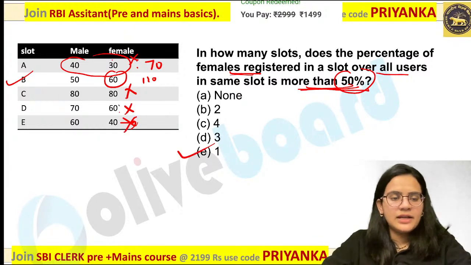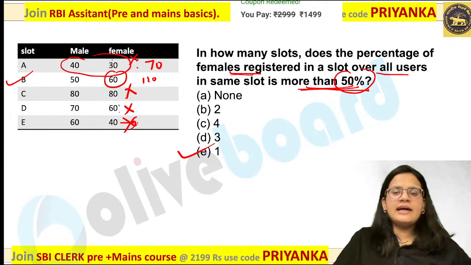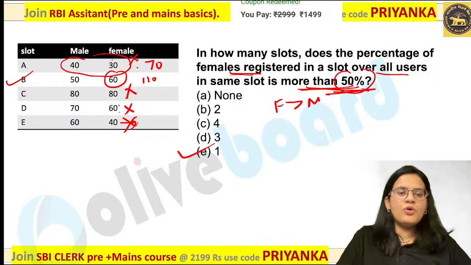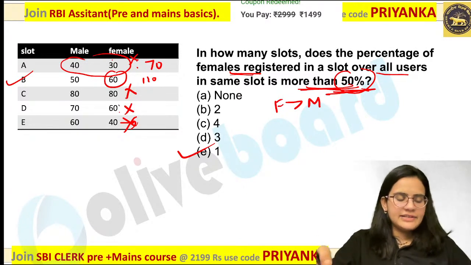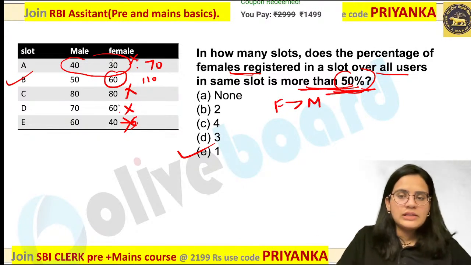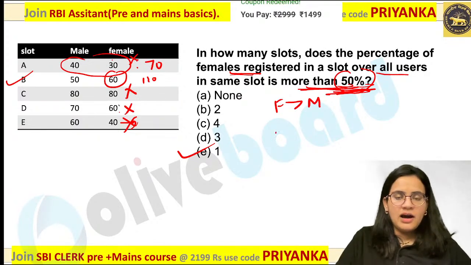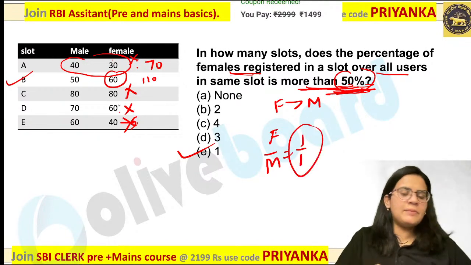What could have been the trick over here? I will tell you the trick. As they have said, the female should be more than 50%. That means the female value should be more than male. In that case only, your answer would be more than 50%. More than 50% means what? Male and female, if both of them are 1 by 1, this is 50%.